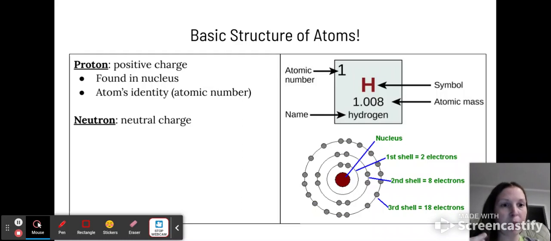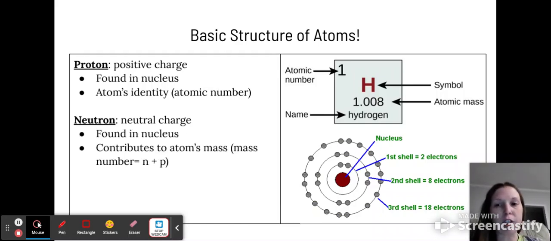You should know pro means positive, neut means neutral, zero. These are also found in the nucleus, and since they're a neutral charge, they contribute only to the atom's mass. So we have what's called our mass number, or our atomic mass for what you see on the periodic table. And we calculate this by adding protons and neutrons. Since both of these are found in the nucleus, that means that the nucleus itself has a positive charge.